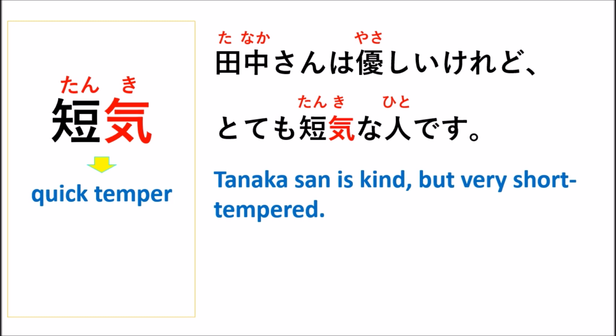Tanki means quick temper. The first kanji is tan. This kanji is from the kanji of mijikai, right? Mijikai means short. So this kanji means something that's short. And the second kanji means mood or feeling, the ki, right? Ki means your mind, your feeling, or your sensation. So when you put the kanji tan, which means short, with the kanji ki, which means your feeling, your emotion, it means your emotion is short. In this way, we can translate it as quick temper.